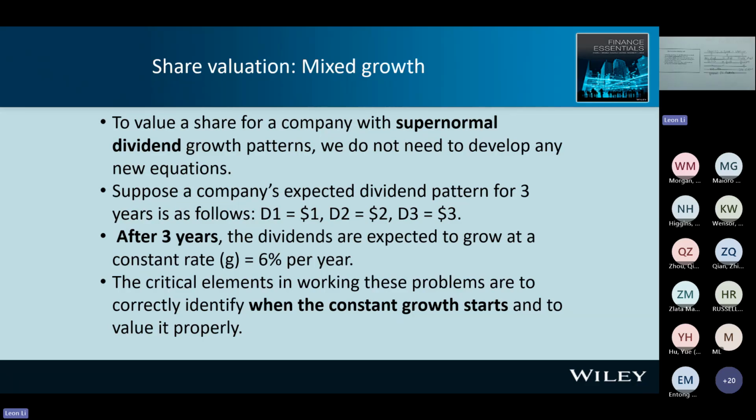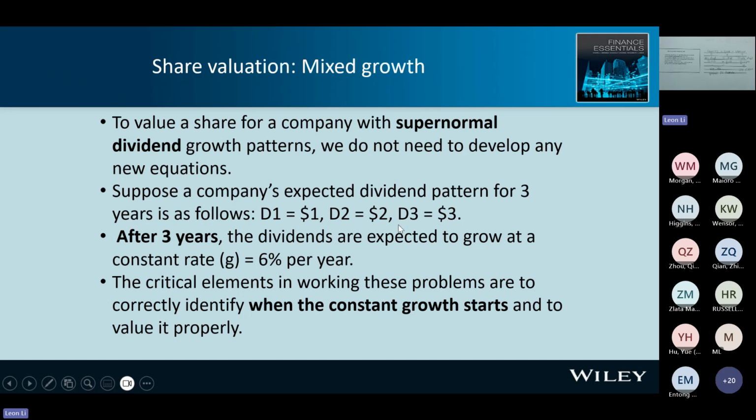mixed growth. So we do the share valuation under mixed growth. For the value of a share for a company with a supernormal dividend growth pattern, we do not need to develop any new equations. So here is our example. Suppose a company's expected dividend pattern for 3 years is as follows: $1 dividend at year 1, $2 at year 2, $3 at year 3. So you can see the dividend growth rate is very high.